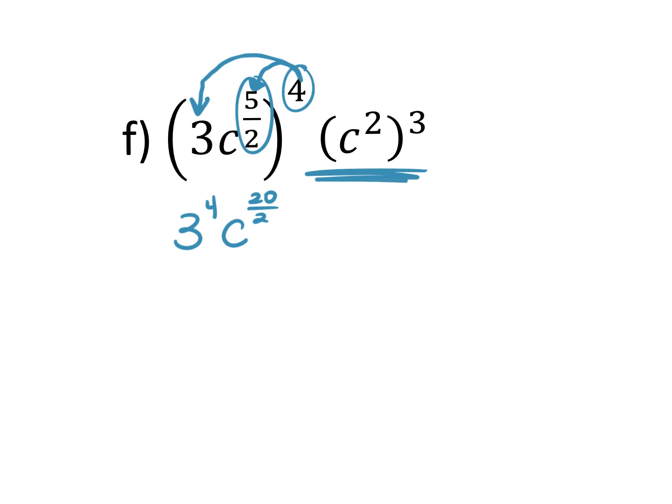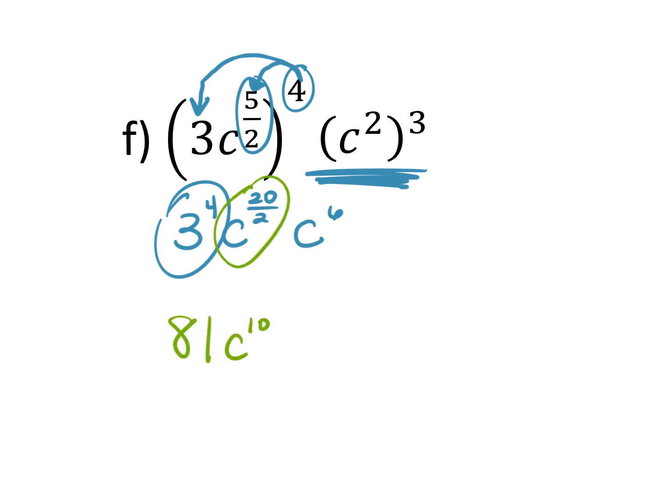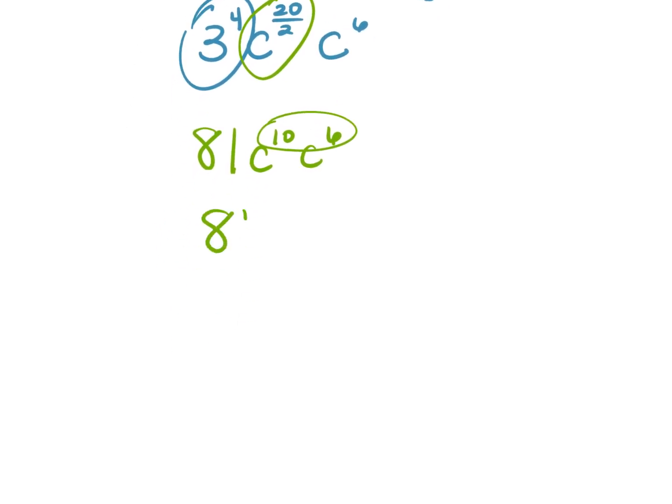What do you do here? 2 plus 3, or 2 times 3? 2 times 3. Okay, 2 times 3 is 6. So C to the 6th. So 3 to the 4th is what? 81. This is C to the 10th and C to the 6th. What do you do with the 10 and the 6? Add them together, okay? When they have the same base, you add them. So 81 C to the 16th.